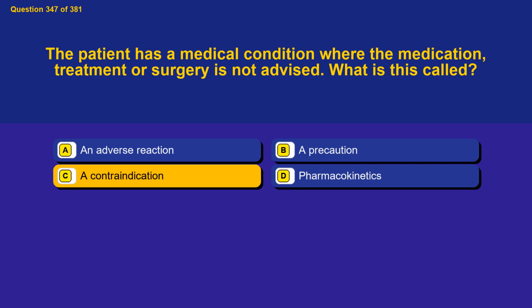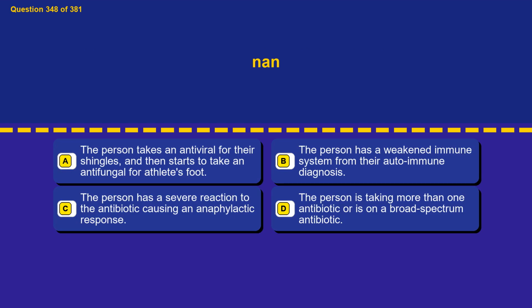The correct answer is option C. A contraindication. Question 348. Option A. The person takes an antiviral for their shingles, and then starts to take an antifungal for athlete's foot. Option B. The person has a weakened immune system from their autoimmune diagnosis. Option C. The person has a severe reaction to the antibiotic causing an anaphylactic response. Option D. The person is taking more than one antibiotic or is on a broad-spectrum antibiotic.